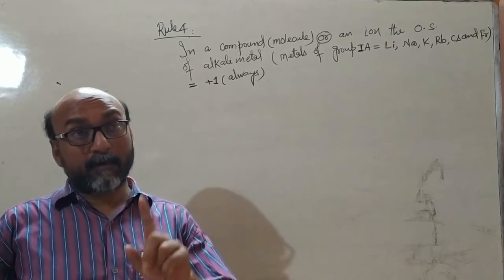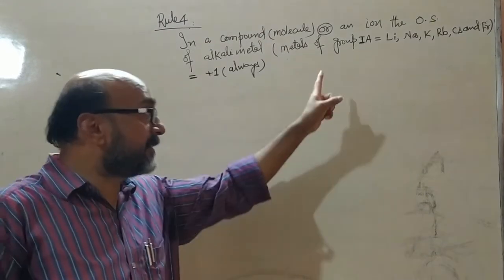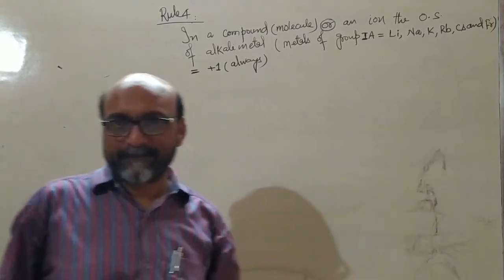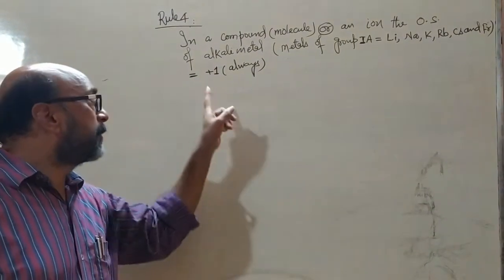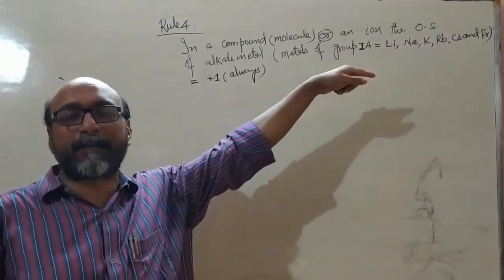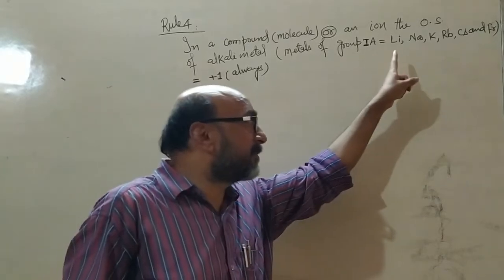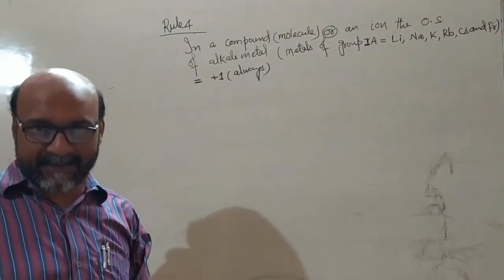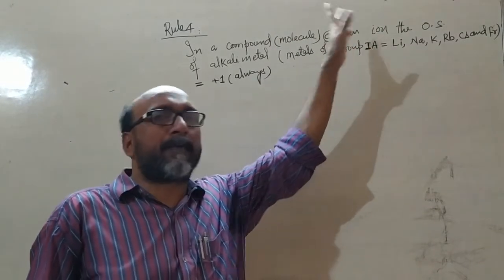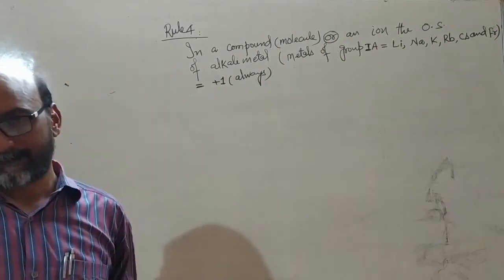One thing we should always keep in our mind: when these metals are in combined state, they possess charge +1. In uncombined state, they possess 0 charge. But when these metals are in the combined state, either in the form of a molecule or in the form of an ion, they possess +1 charge. Right?